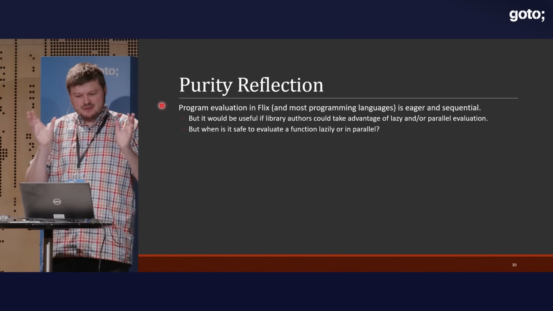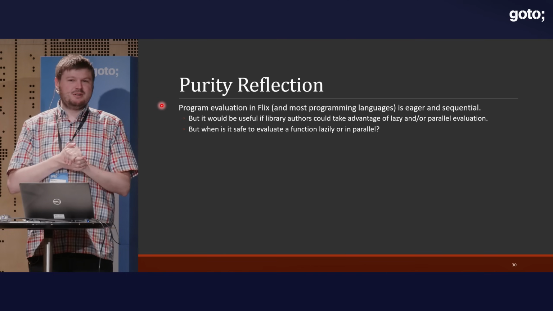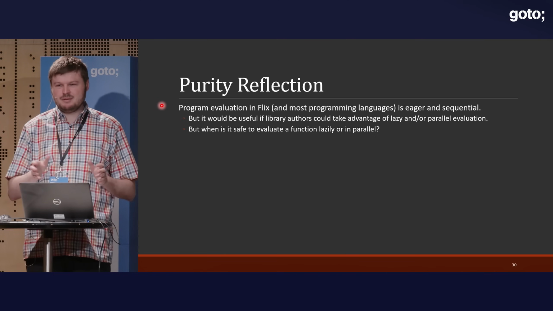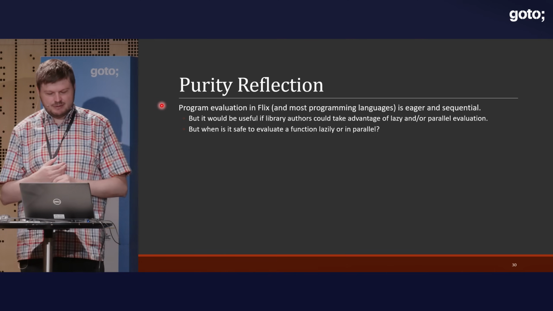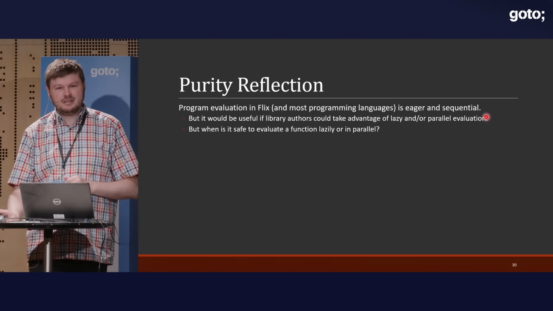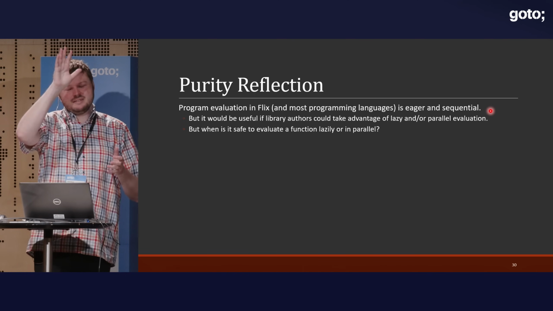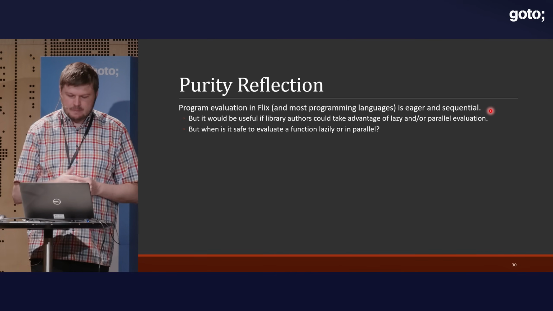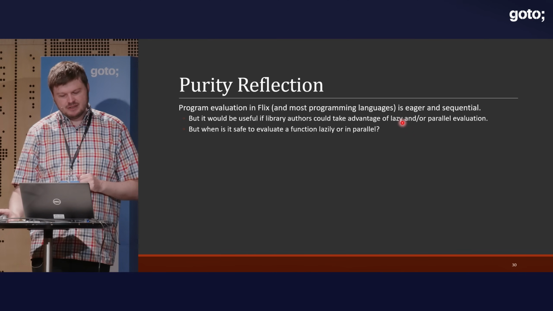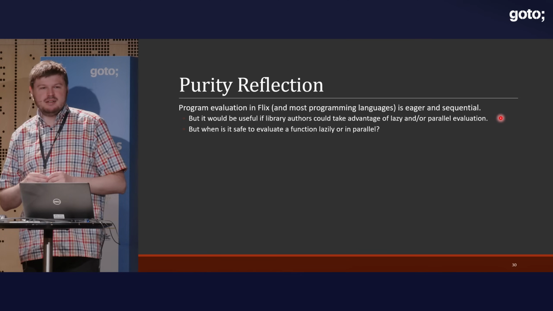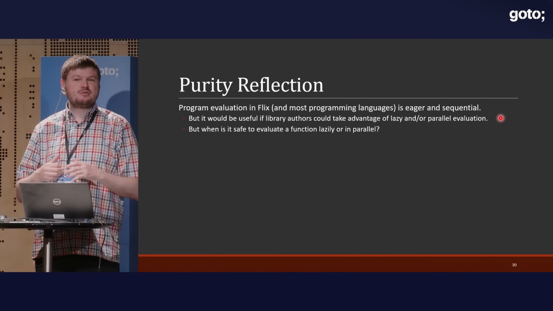Okay, so I just want to say first, most languages that you know, like Java, JavaScript, C#, all the major languages, they are eager and sequential. So it means they don't use lazy evaluation, they use eager evaluation, and there's one thread running. Now, what if you want some lazy or parallel evaluation? Well, in Java, for example, you can reach for the stream API.